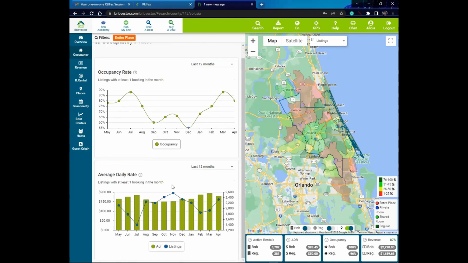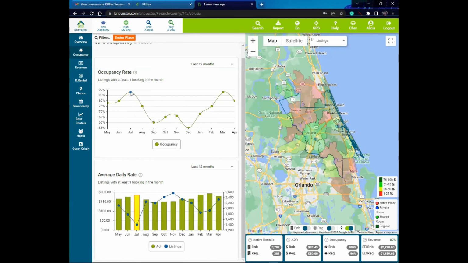Then we come down to the other graph, this one shows me average daily rate. That is how much is being charged per day and how it fluctuates through the year, which are the best months with the highest average daily rate and which are the lowest average daily rates during the year. Again, you can see that it does correlate with the same months for the occupancy.